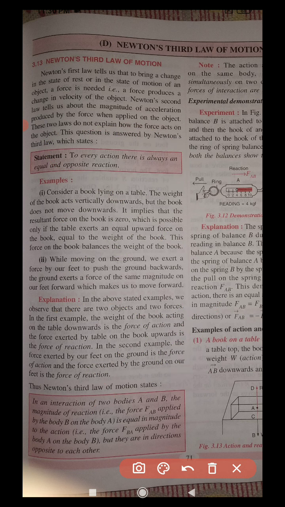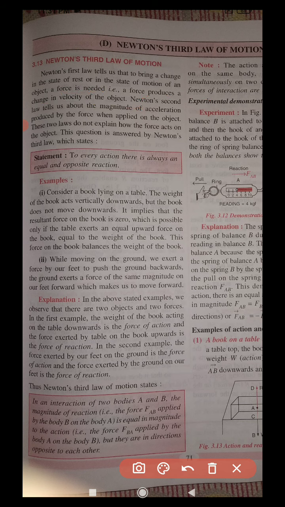Now let us come to some introduction and explanation. See, Newton's first law tells us that to bring a change in the state of rest or the state of motion of an object, a force is needed. It is the qualitative idea: if an object is to change its state, whether in rest or in motion, some force is needed. That is, a force produces a change in velocity.